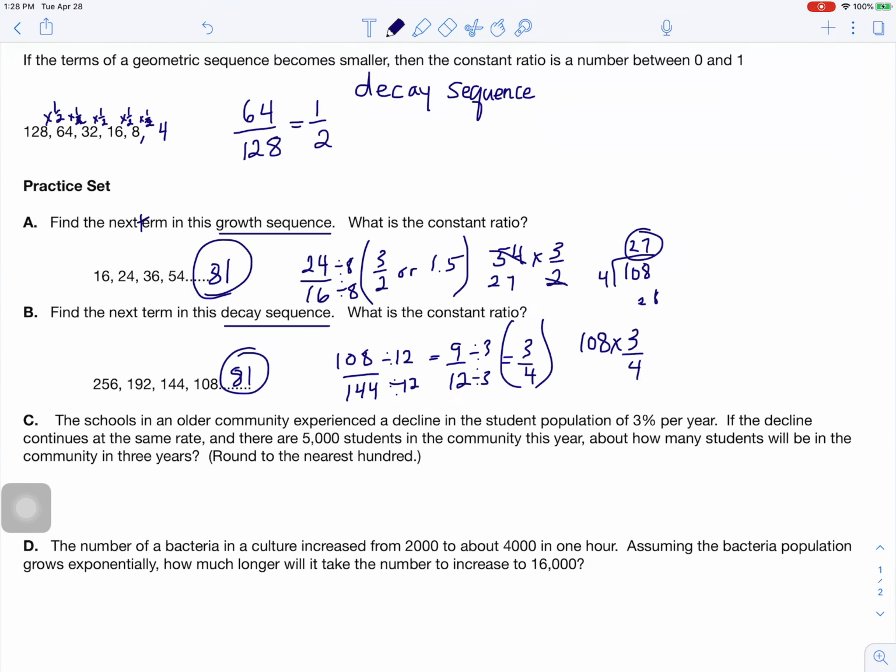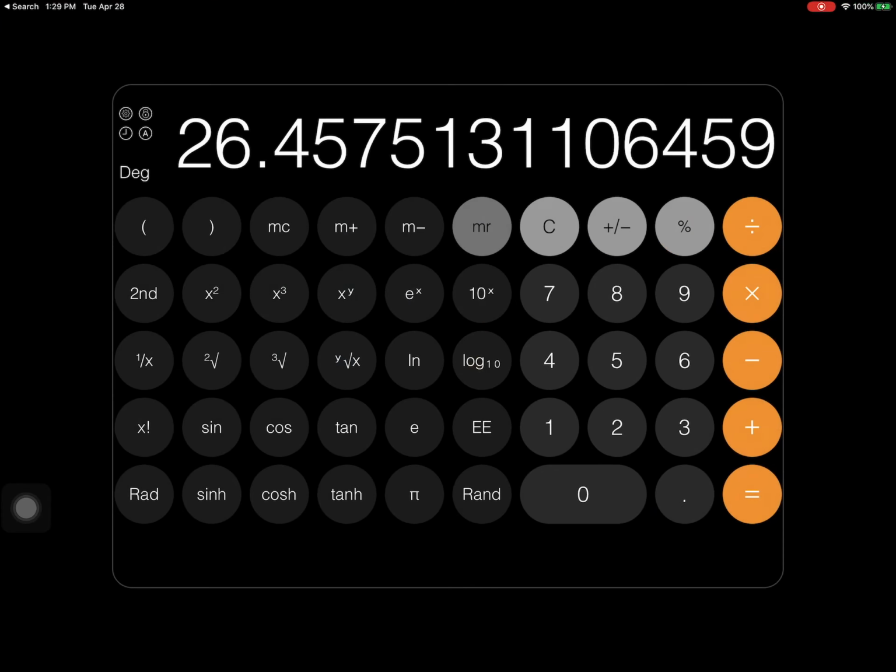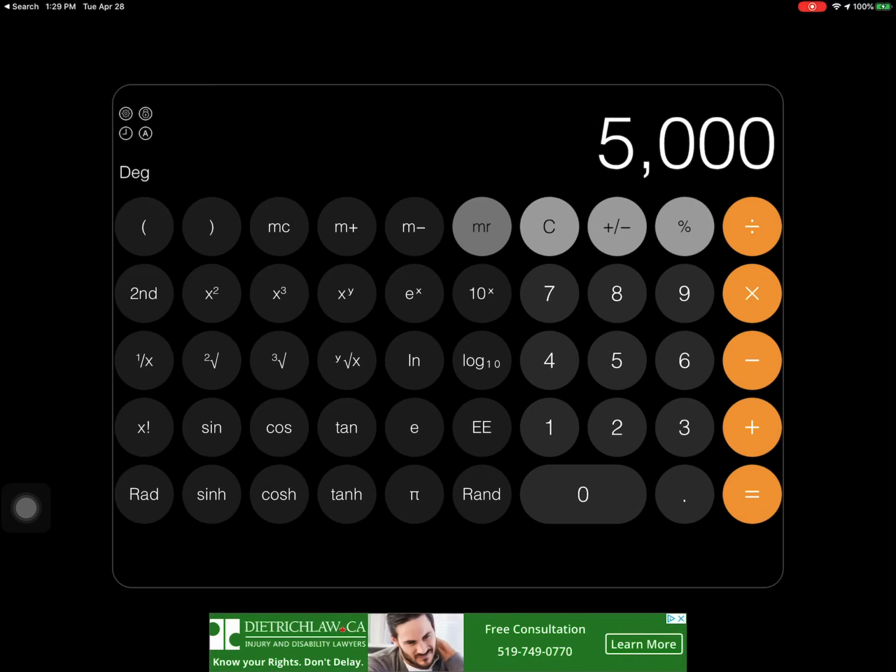So C takes a little bit more thinking because it says that population is declining by 3% per year. So there were 5,000 students in the community this year. How many students will be in the community by 3 years? So that means that next year, 97% will be there. So we want to figure it out in 3 years. What I'm going to do is pop up a calculator here, and we're going to punch it into the calculator. So if we're at 5,000 times 0.97 for the first year, that's your constant, remember? So that's what we're at after year 1.